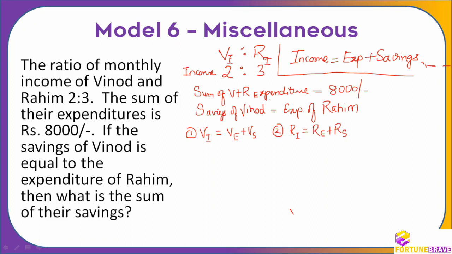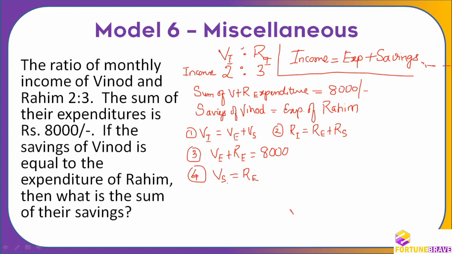And then the sum of Vinod and Rahim's expenditure is 8,000. So the third thing we know is Vinod expenditure plus Rahim expenditure is equal to 8,000. And the fourth thing we know is savings of Vinod is equal to expenditure of Rahim. So these are the four things we know. Out of this, can we solve it? We will be able to solve it easily.